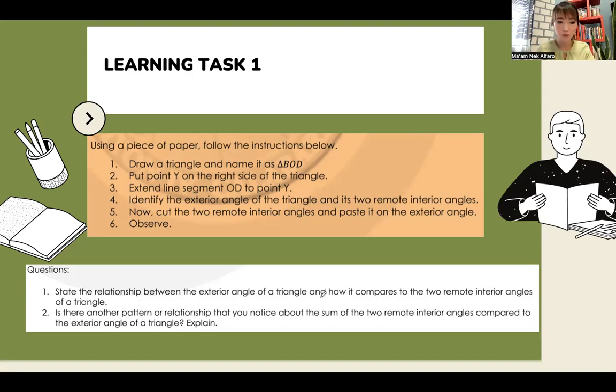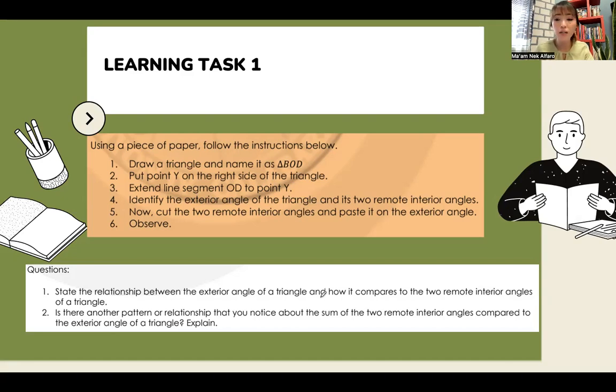Then observe. Okay? So please be mindful in doing this activity, especially in using scissors or any cutting materials. Okay? Make sure that you are guided with an adult. All right? So you'll be safe.